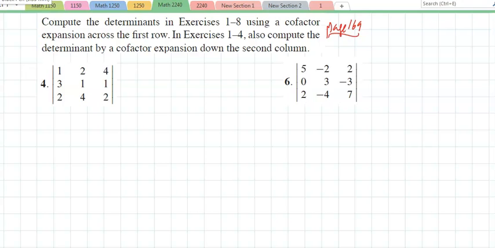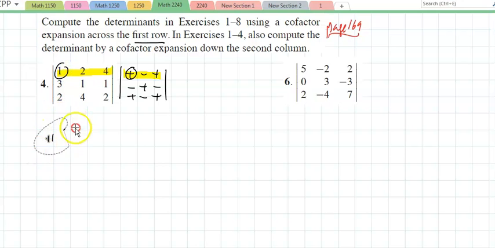Problems 1 through 8: use a cofactor expansion across the first row. There's the first row. To do this, I need to match with the first row. So positive times a positive is a positive 1. And if I cross out everything in 1's row and column, I'm left with a 2 by 2: 1, 1, 4, 2.